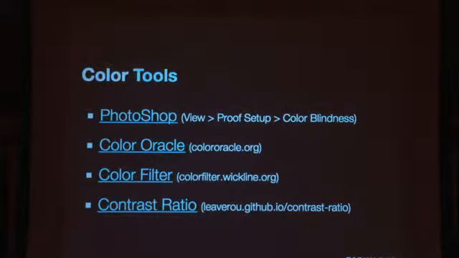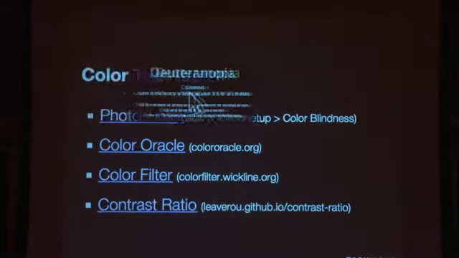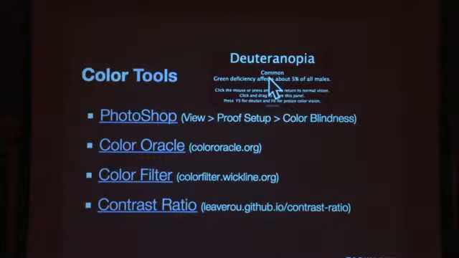So of these, Color Oracle is my favorite. It's a program that you can install on your computer, and it works on Windows, Mac, or Linux, and it'll visually change your entire screen to how it would look to somebody with that trouble. So for example, I have it here. This is what this slide looks like for someone with deuteranopia. This is what it looks like if they can't see red that well.